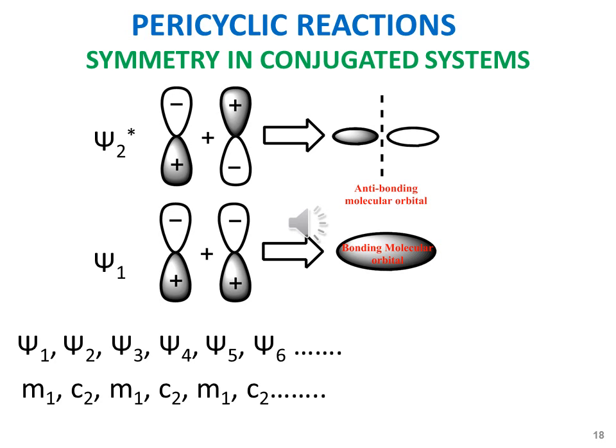So this is the simple way to assign the symmetries to the p orbitals if there are a number of p orbitals that are overlapping. So you always have to follow this sequence: M1 C2, M1 C2. M1 stands for mirror plane symmetry, C2 stands for center of symmetry.